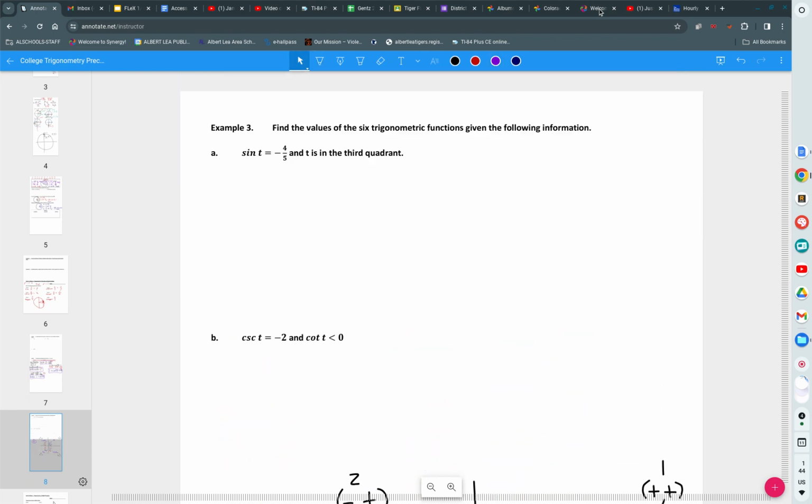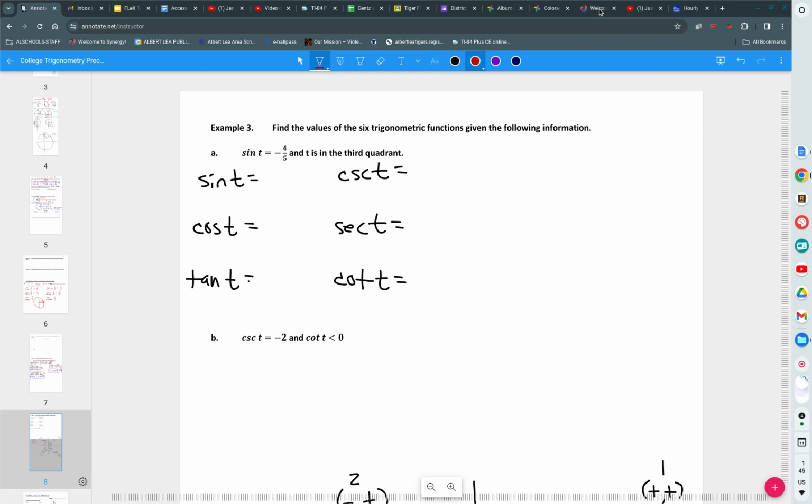Here we go. Let's get to the nitty gritty. Find the values of the 6 trigonometric functions given the following information. I have sine of t, cosine of t, tangent of t, cosecant of t, secant of t, and cotangent of t. It says find all 6 values given sine is negative 4/5 and that the angle sits in the 3rd quadrant.